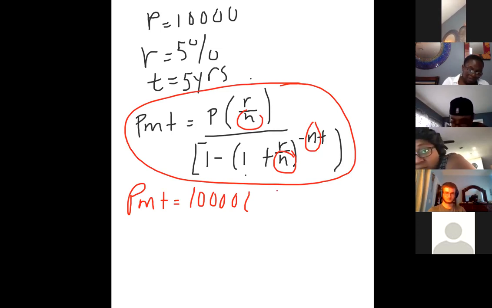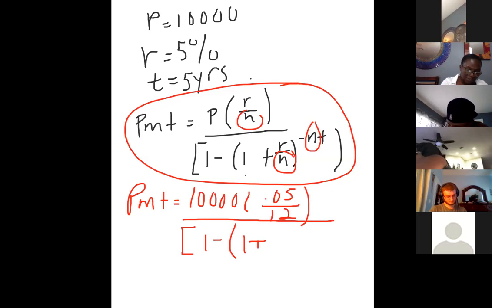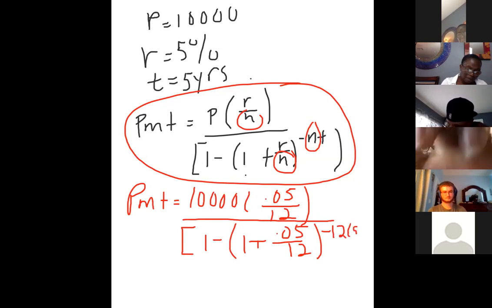0.05 over 12. Remember, all the N values are 12 because you're making 12 equal monthly payments for the year. In the denominator, it's going to be 1 minus (1 plus 0.05 over 12) raised to the negative 12 times 5 power.